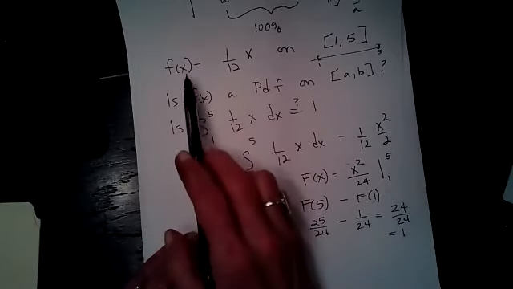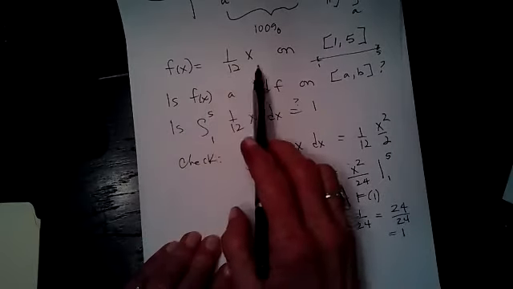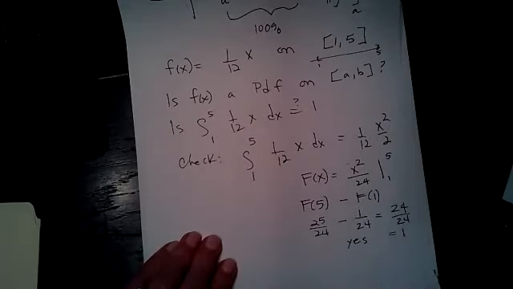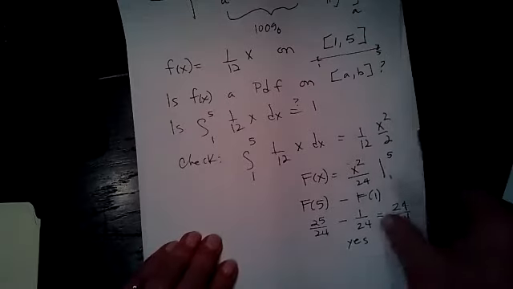Is f of x equal 1 over 12x a PDF on that interval? We would say yeah, because we check both conditions. And if you get 1, it is, and if you don't get 1, it's not, just so you see it.